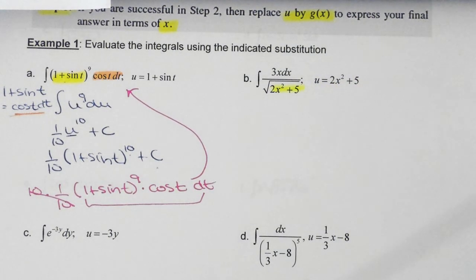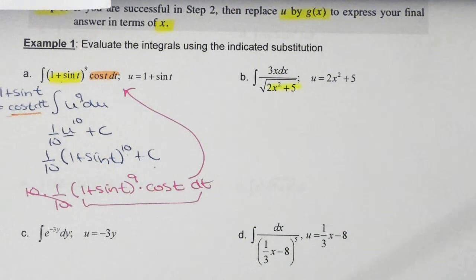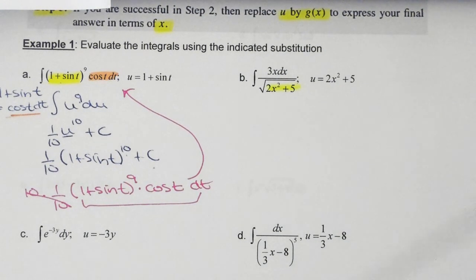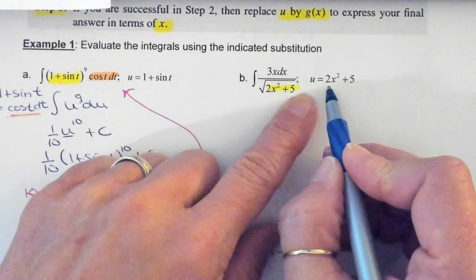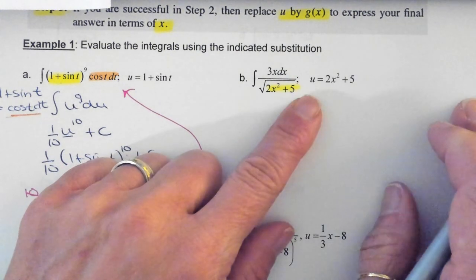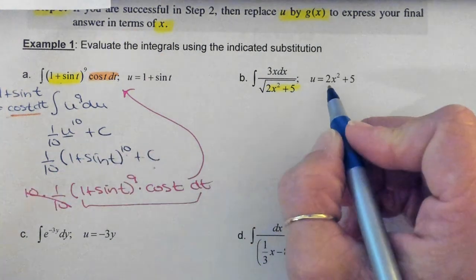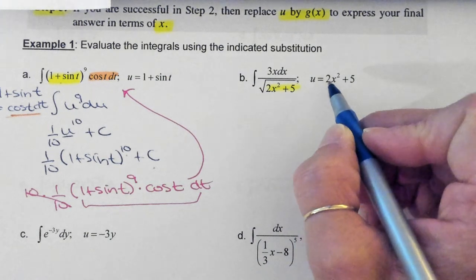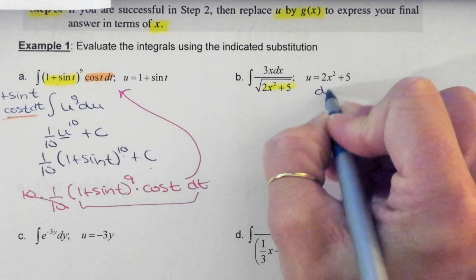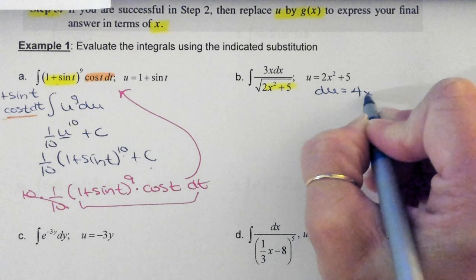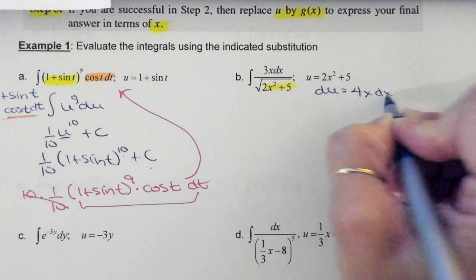Okay? What do I need to get rid of? What is in the way so that I can have all u's? 3x dx. Okay, so let's make our substitution. They did it for us. So we're going to use this because it's off to the right. So what did I do in the previous problem with this? We took the derivative. So we've got du is equal to 4x dx.